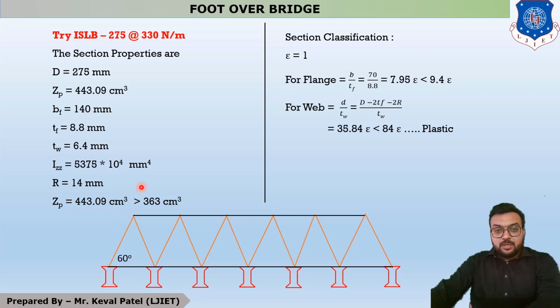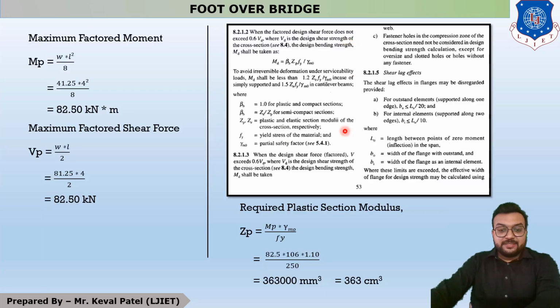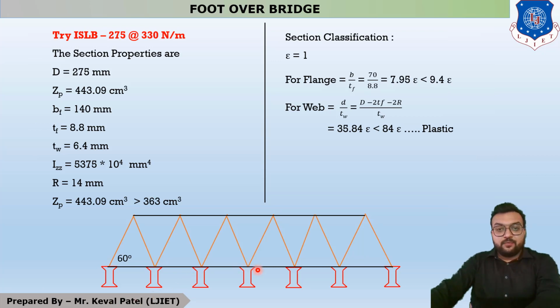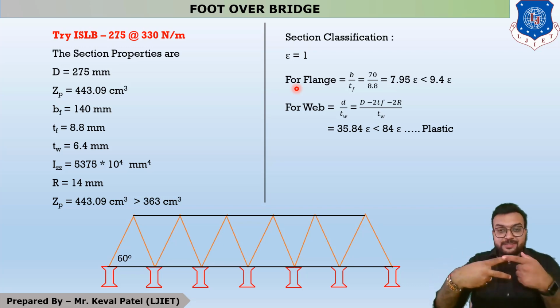Now we are moving further to the section classification. In an I section, there are two components: the flange and the web. For the flange, move to page number 18, where your first row says outstanding element of compression flange. There are two rows: the first is for rolled section and the second is for welded section. Our section is a rolled section.